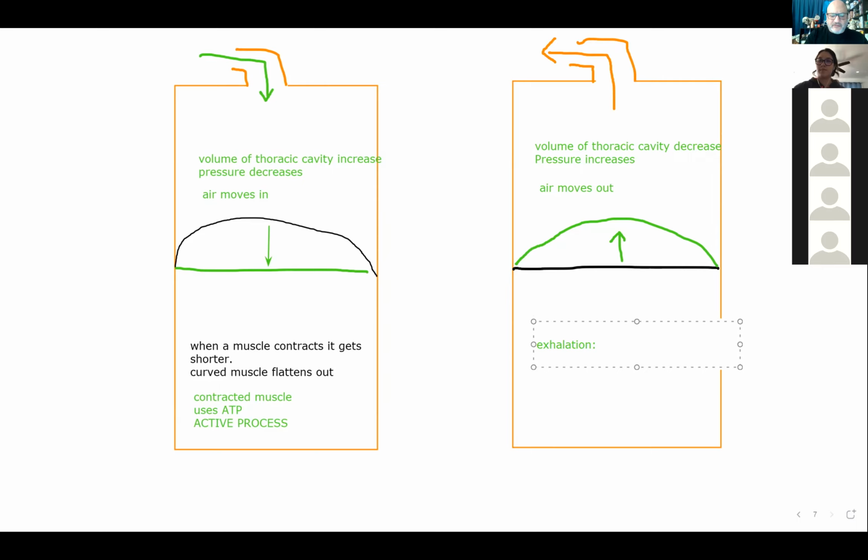in this process, the muscle is relaxing. If it's relaxing, are we using ATP? No. And so this is a passive process, right? Instead, it relies on the elasticity of the muscle to go back to its original shape. So when we breathe in, it's an active process. When we breathe out, it's pretty much a passive process.